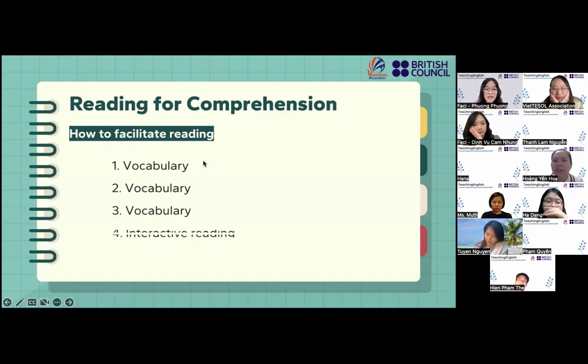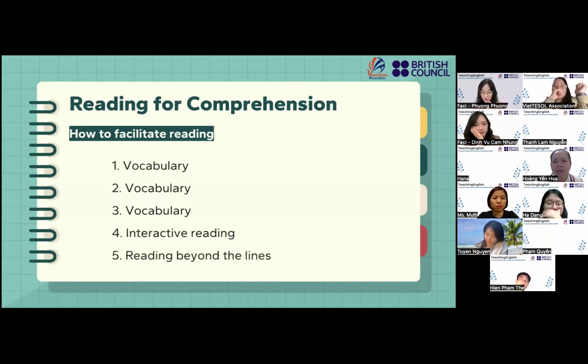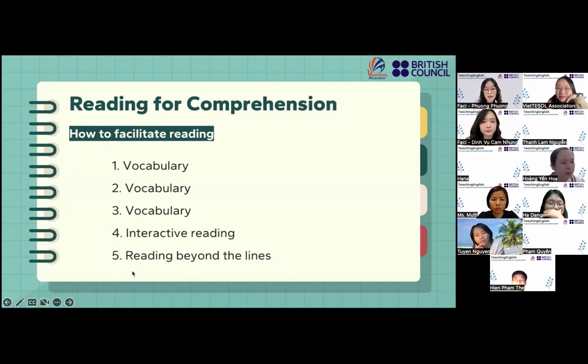At the beginning of the lesson, I read some of your concerns, such as that reading can be boring for students. So let's look at different ways to make reading interactive. Also, I see here someone mentioned the structure of the text, which maybe belongs to the last part, reading beyond the lines, to make sure the student really understands the text deeply.